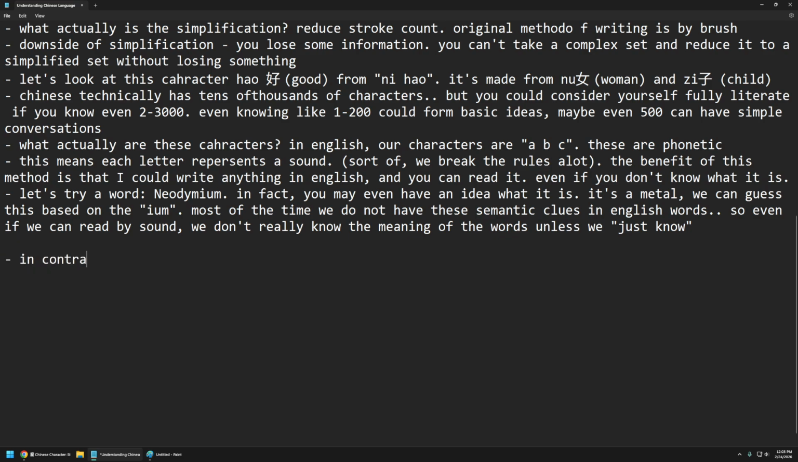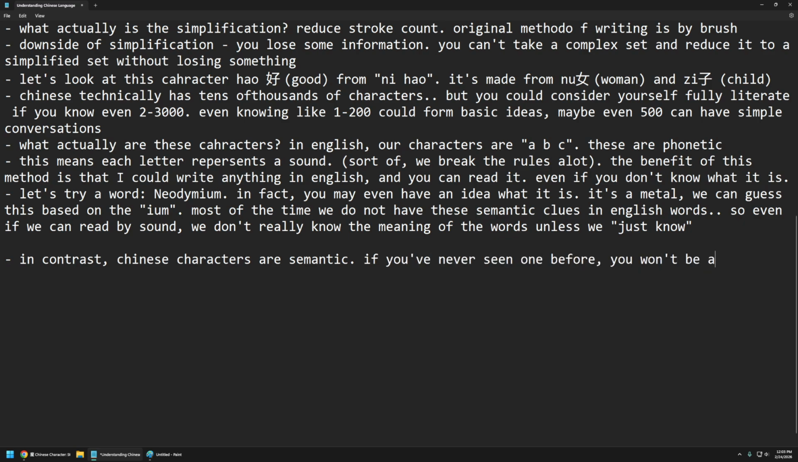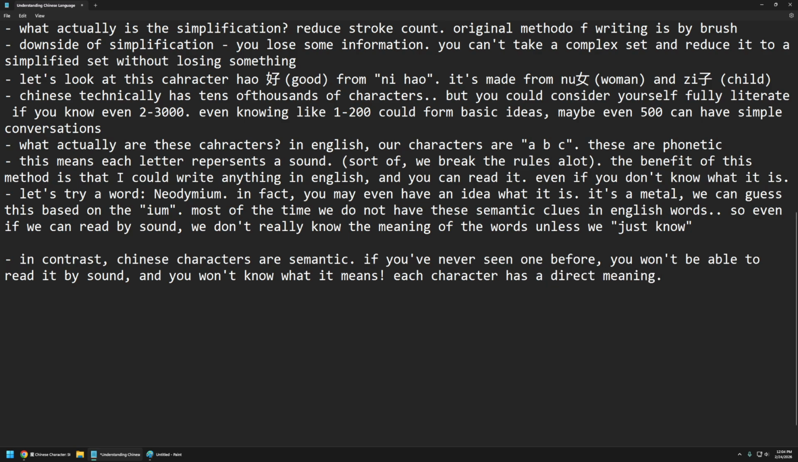So in contrast, Chinese characters are semantic. If you've never seen one before, you won't be able to read it by sound and you won't know what it means. So that sounds worse, but it's easier to guess what it means. So it also means that each character has a direct meaning. So every time you see that character, it's always going to mean the same thing.